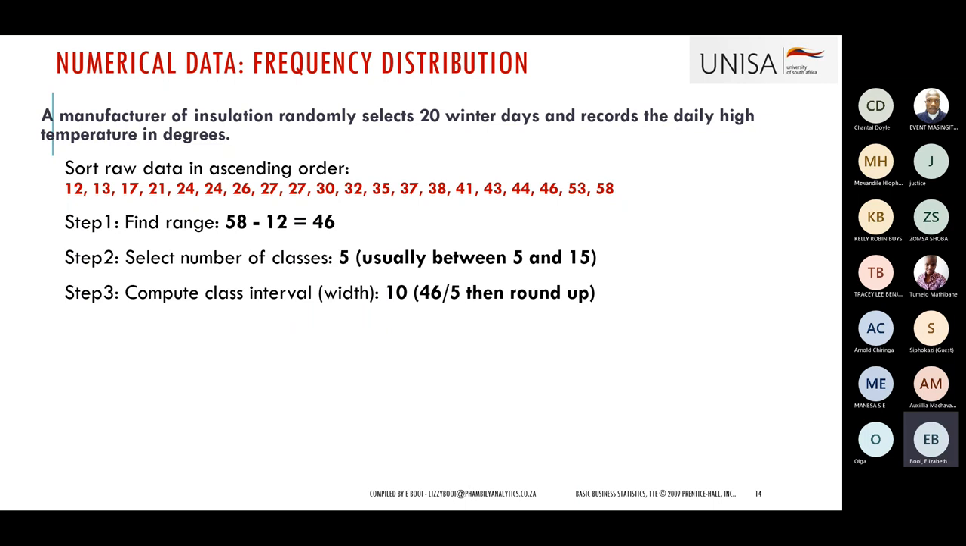How we define how big the groups should be is what we call the class interval. So the size of the group will be determined by the class interval. Now, my math here is not right. You're saying 46 divided by 5 is 10? I'm not saying that. What I'm saying is it will be 9.2 or 9.8. It's not even closer to 10. I'm going to explain this.